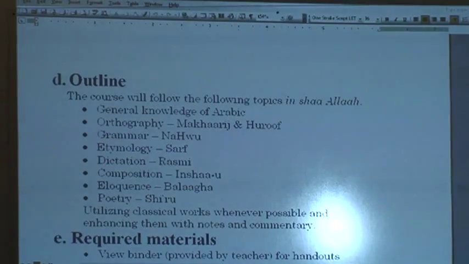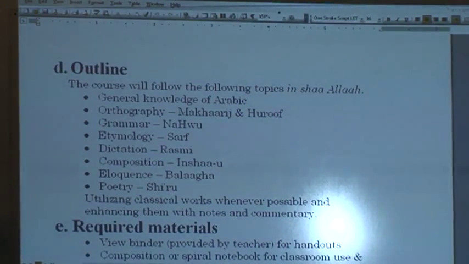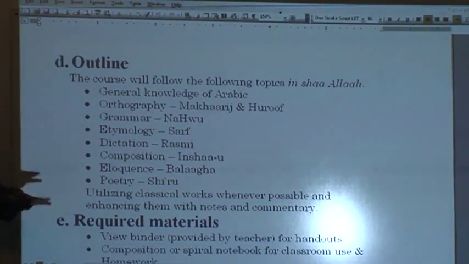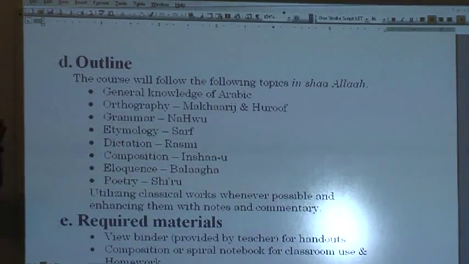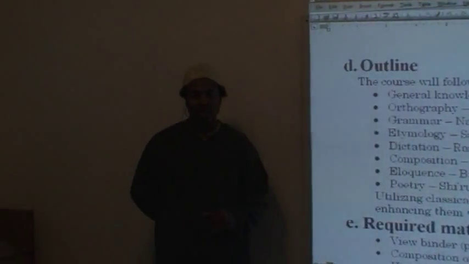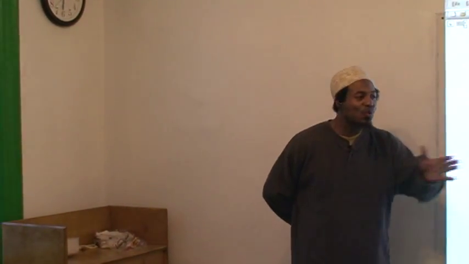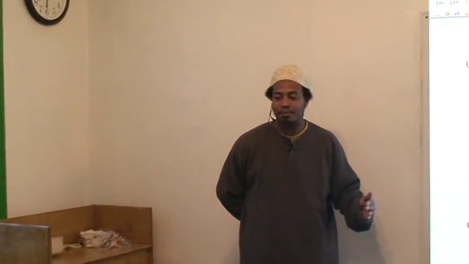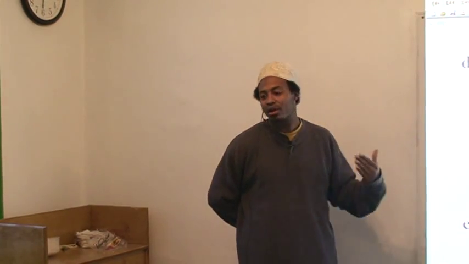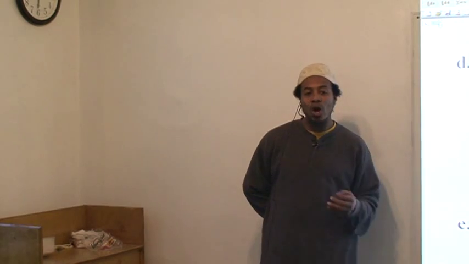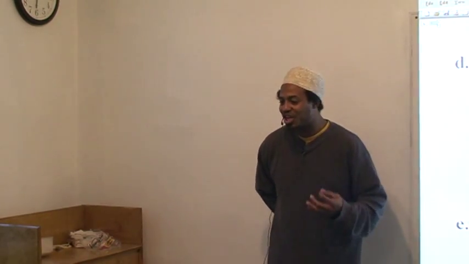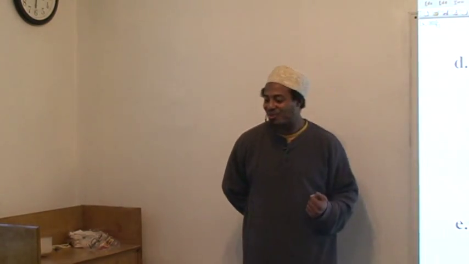Outline. The course will follow the following topics, inshallah. The reason why we say inshallah, of course, Allah knows best what's going to happen, but we know that students drop out. It's normally the student who weasels out and finds an excuse not to complete. So inshallah, if you're here, we'll get it done. With the videos and everything, we can record the lesson and not waste our energy, and then when you're ready, you can come back to it.